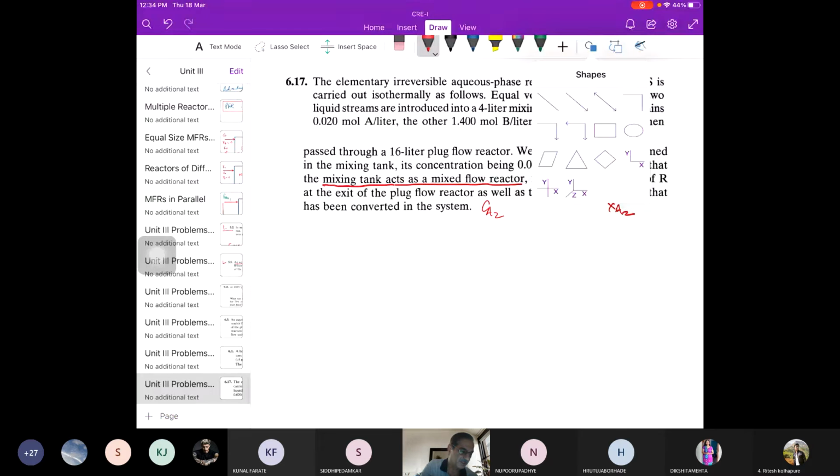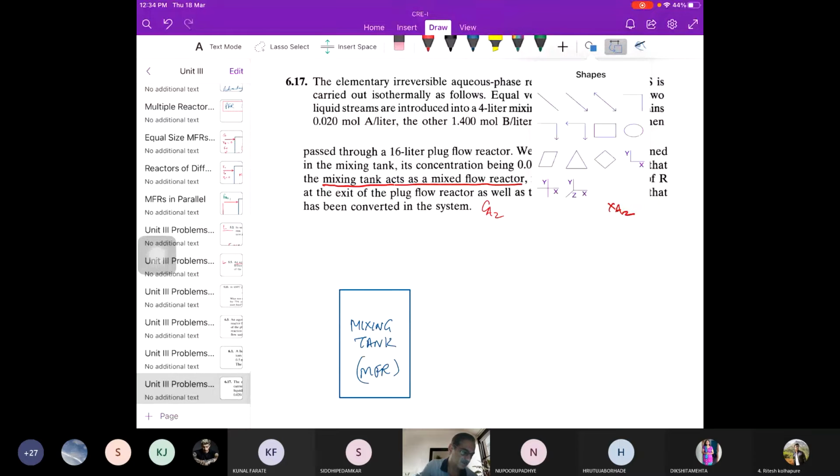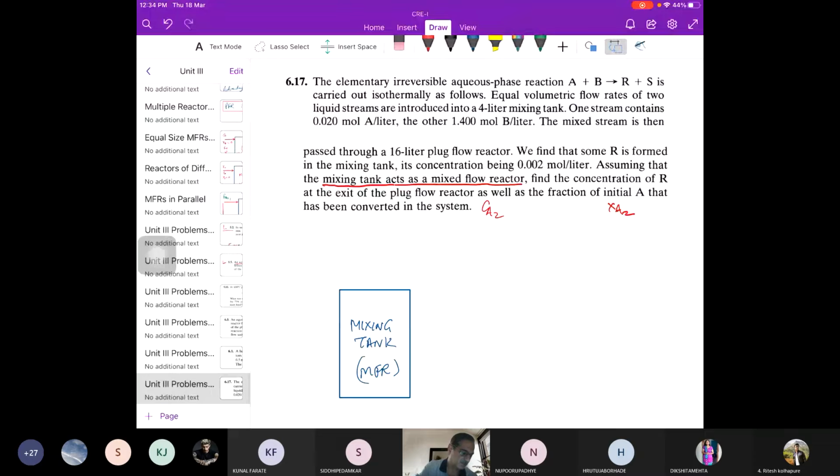Now if you want to draw this, depict it. So we'll have a mixing tank which acts like a mixed flow reactor, बोला है उसने. And in this what we are doing is we are adding two streams, right? We have a stream, equal volumetric flow rates, remember this also, equal volumetric flow rates of two liquid streams, right?